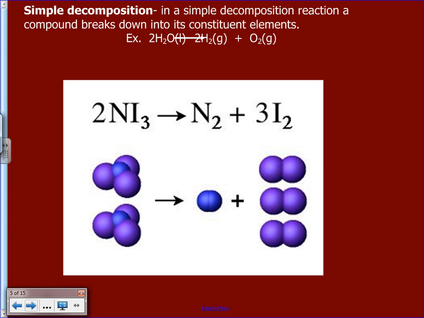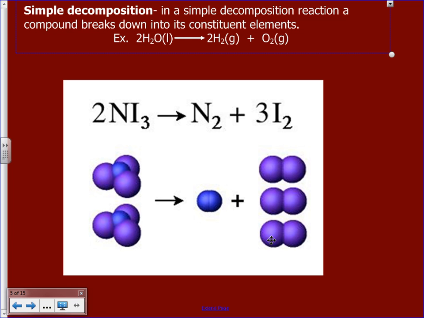Okay. Next one is the opposite of synthesis. Some things spontaneously decompose. So a decomposition reaction is one in which we have a single reactant breaking down into its constituent parts. In this case, we have water in the presence of a strong electric current breaking down into hydrogen gas and oxygen gas. So it breaks down into its 2 elements.